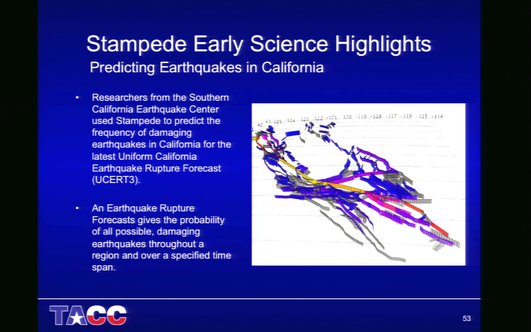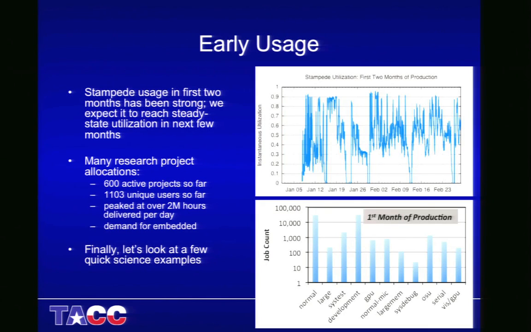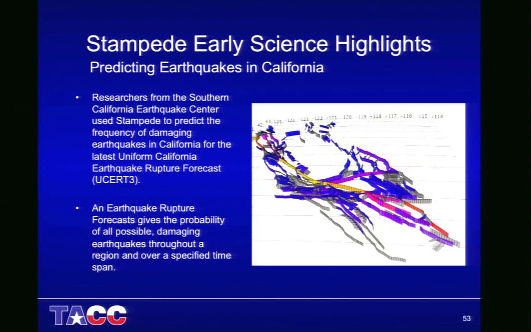I'll skip these guys because we only have a couple of minutes. In fact, 1 minute, and just give you a quick couple of things of science highlights. It'd be impossible to do everything on the system. We've had, by the way, 600 active projects so far, 11,000 users in the first 2 months.